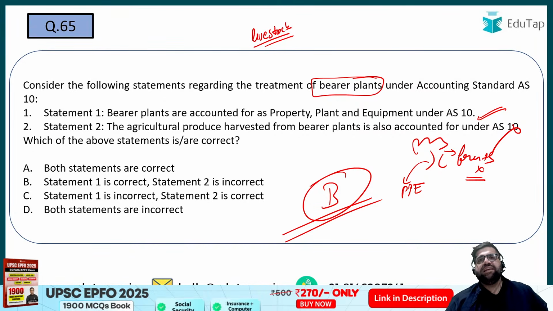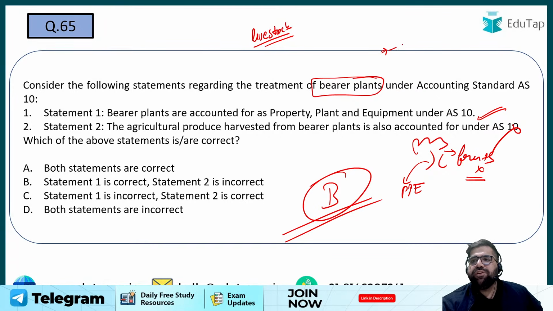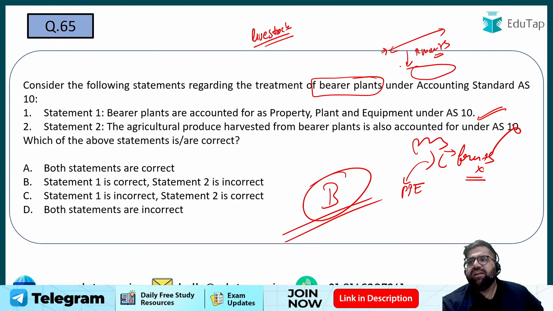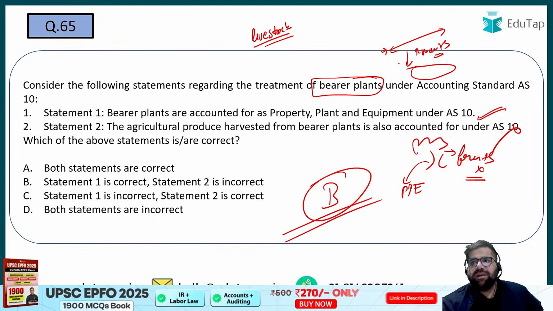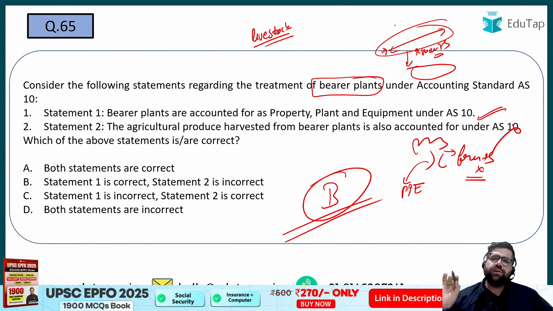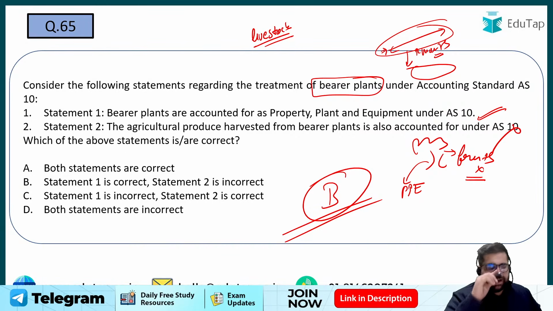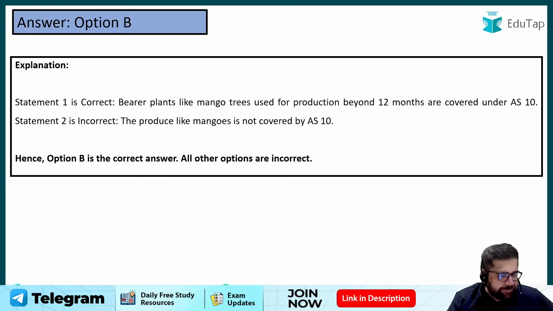Bearer plant is basically that particular plant which you will not be using as a raw material. At the same time you are using that particular plant for more than 12 months. ठीक है, इसका जो प्रोडक्ट आपको मिलेगा वो आप रॉ मटेरियल के थ्रू यूज कर सकते हो, बट आप पूरा ट्री एज अ रॉ मटेरियल यूज नहीं कर सकते. Right? There is no need to go into that much deepness. Just remember that agriculture produce of bearer plant is not included. Therefore, your right answer to this question will be option number B.